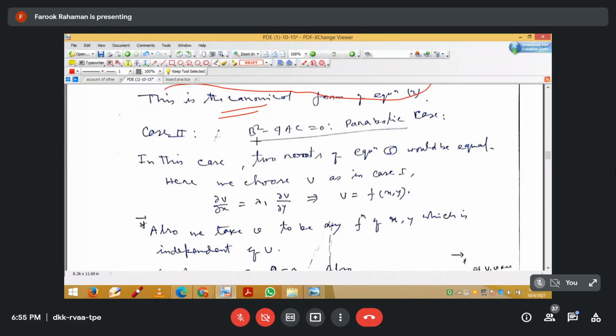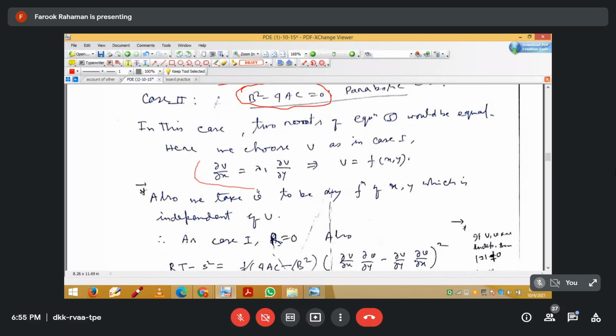Now the second case, if b square minus 4ac is equal to 0, the given equation has equal roots, because the discriminant is 0. That means two roots are equal. So in this case, we have only one equation to get the value of u. Now, how do we find the value of v? This v can be chosen arbitrarily, but we have one restriction. What is the restriction?